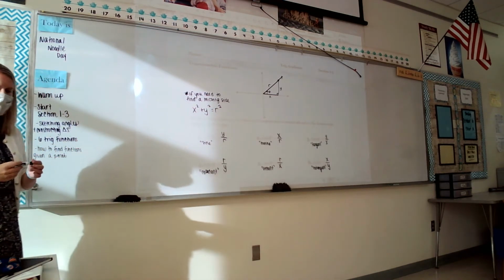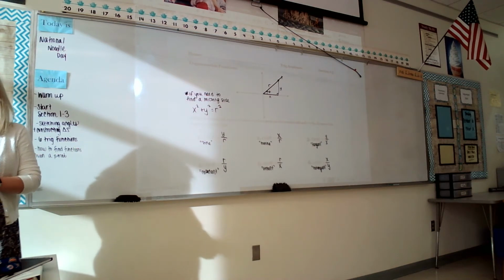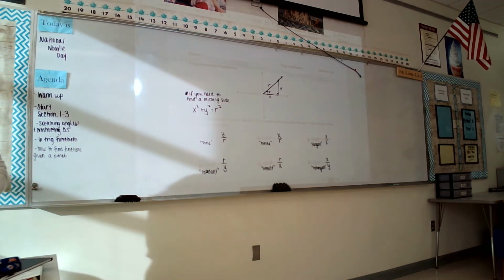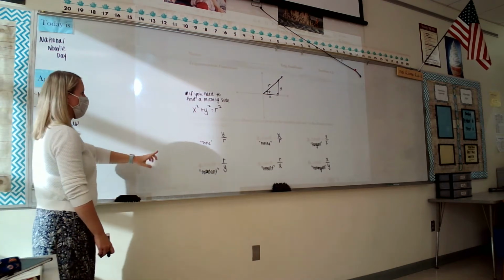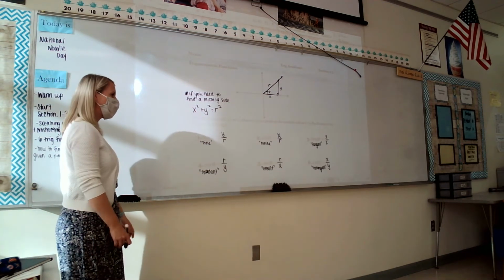Does anyone remember what that looks familiar to from your past math classes? Does anyone remember the name of it? Pythagorean theorem. Makes my heart happy. Remember the Pythagorean theorem back in the day, a squared plus b squared equals c squared? It's the same exact thing, we're just changing the variables. If you have a right triangle and you have two sides, you can find the third by using the Pythagorean theorem. That's all this is, but it relates to the variables that we're using.